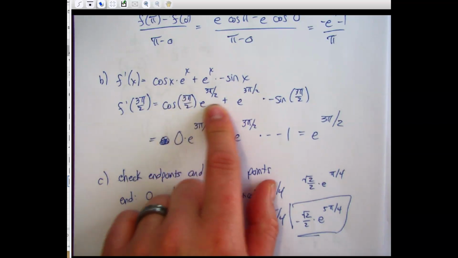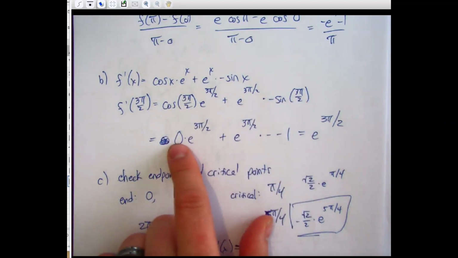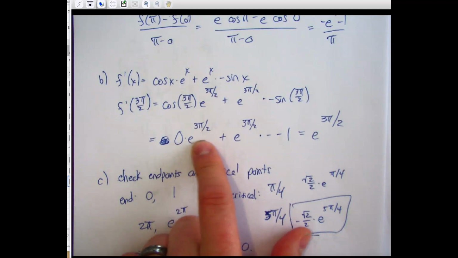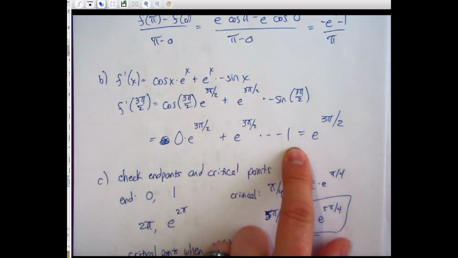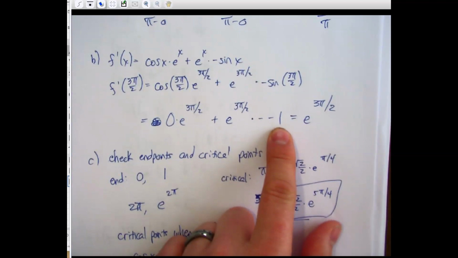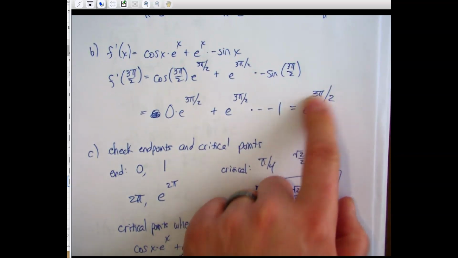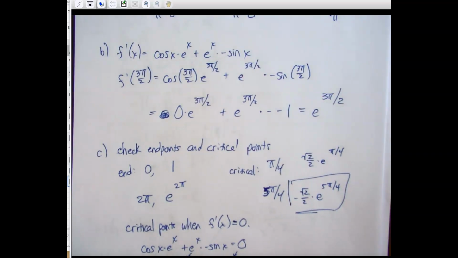over 2. So I plug in 3 pi over 2 here. And then if you work it out, I don't really want to talk through working it out because people will get bored and stop watching, but you end up with this e to the 3 pi over 2.